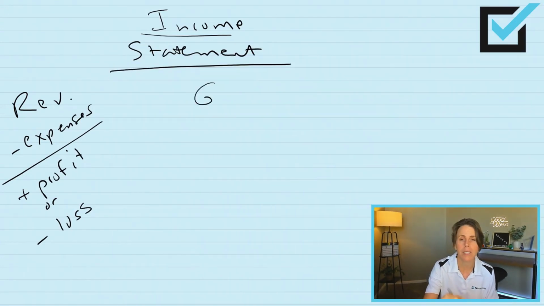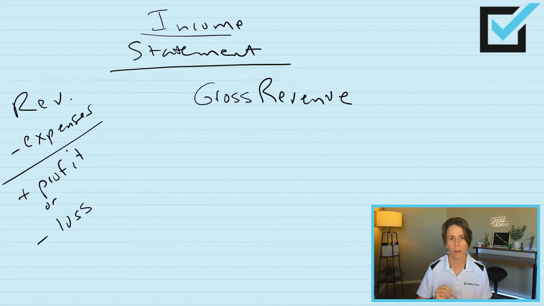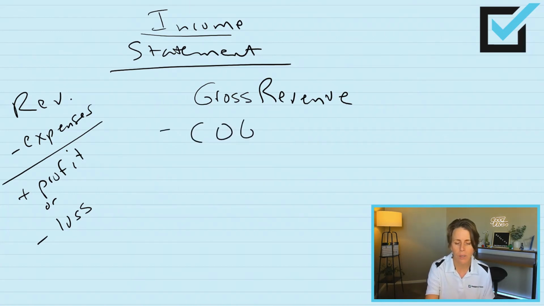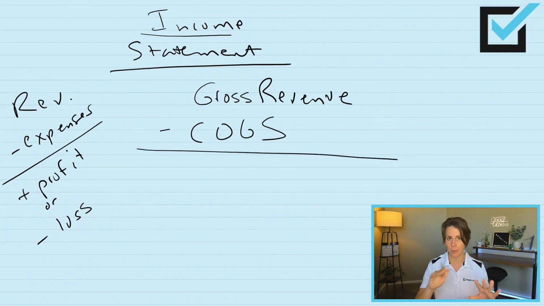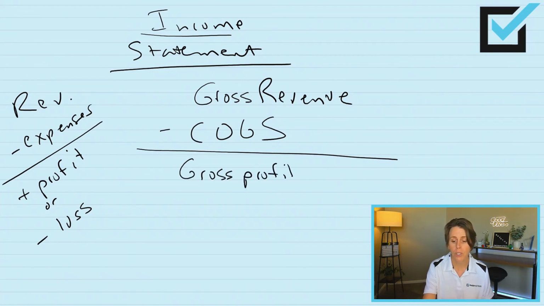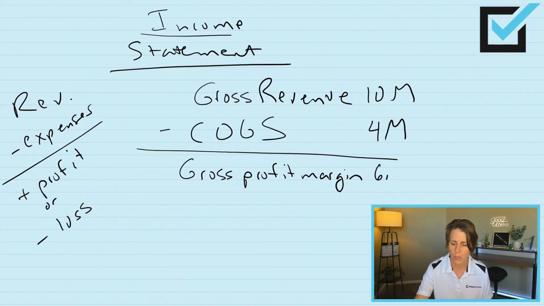So the business, let's say they publish magazines. So their gross revenue, the sale of those magazines, gross revenue minus cost of goods sold. Cost directly attributable to the publication of that magazine. So cost of goods sold. That's the only expense that we're subtracting to get to gross profit margin. So just to make up some numbers. So gross revenue, we'll say, is $10 million. Cost of goods sold, we'll say, was $4 million. Gross profit margin is $6 million.